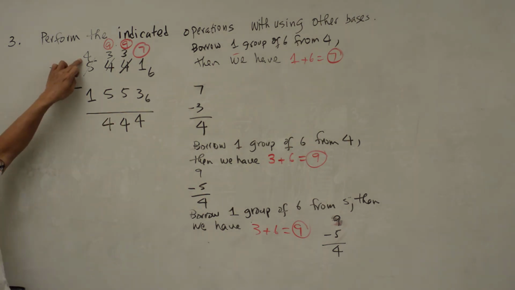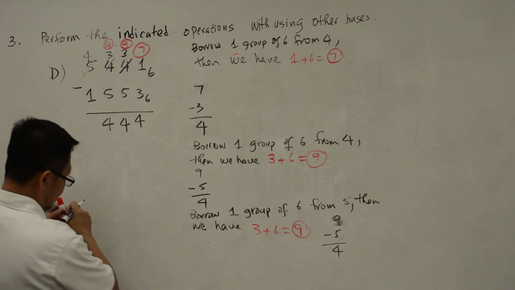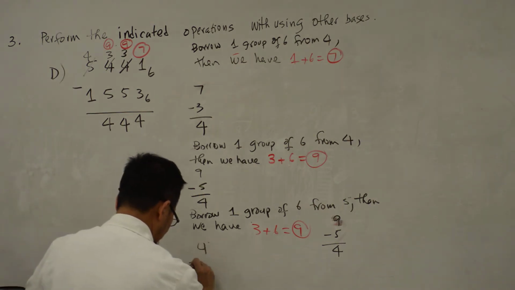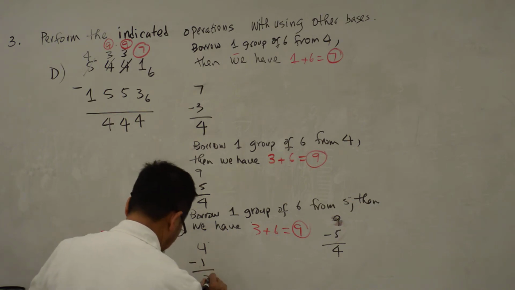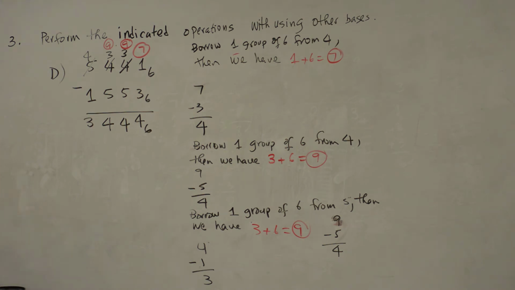Well, since 4 is bigger than 1, we don't need to borrow. So 4 minus 1 is 3. So the answer is 3 right here. That's base 6. So if you subtract 5441 base 6 minus 1553 base 6 equals 3444 base 6. Okay? Okay, let's move to the next example.